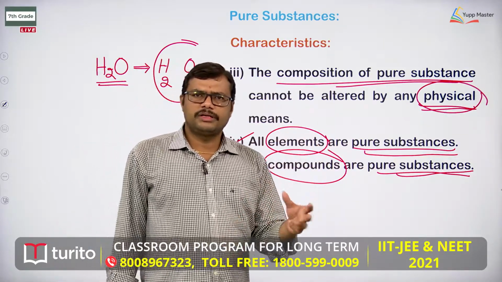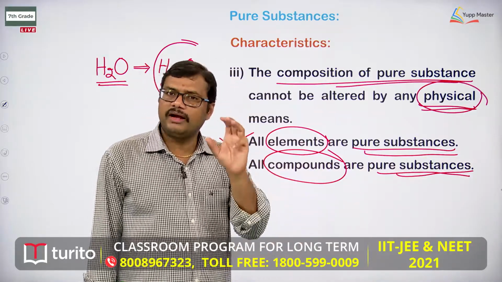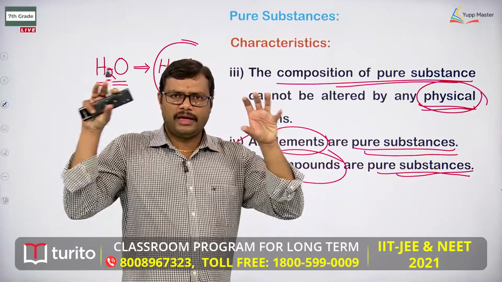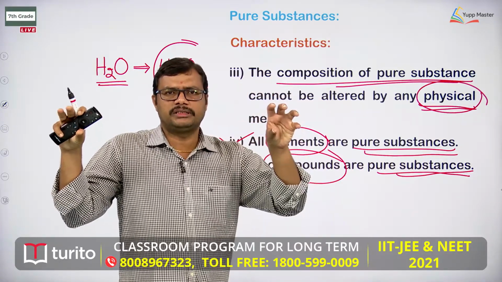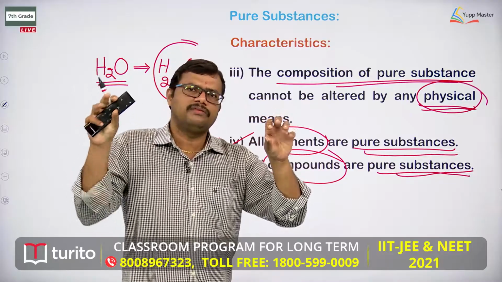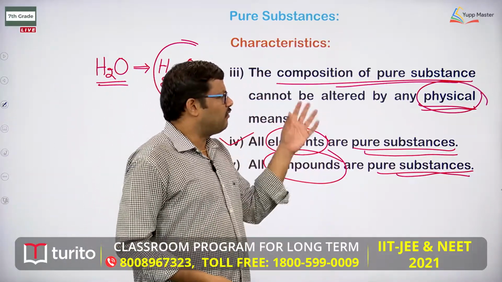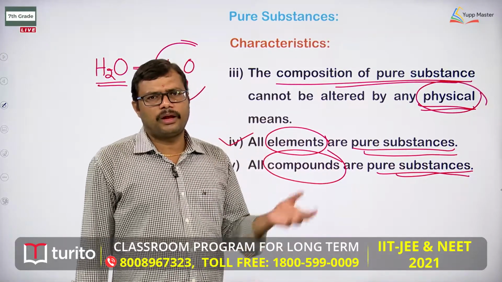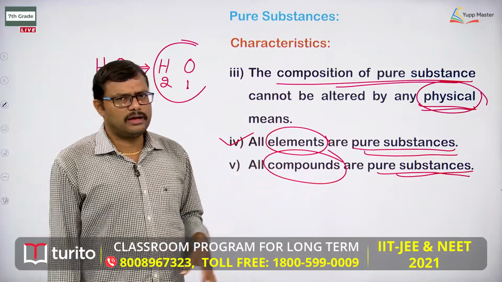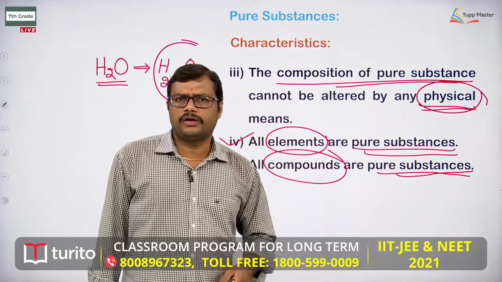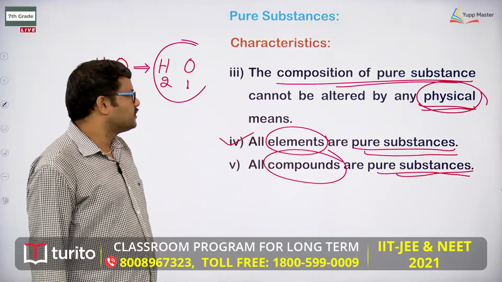And a pure substance will have homogeneity, and moreover, a definite set of properties. If I take two different pure substances, the properties of one will not match the properties of the other. So the properties of one pure substance are different from the properties of another pure substance.